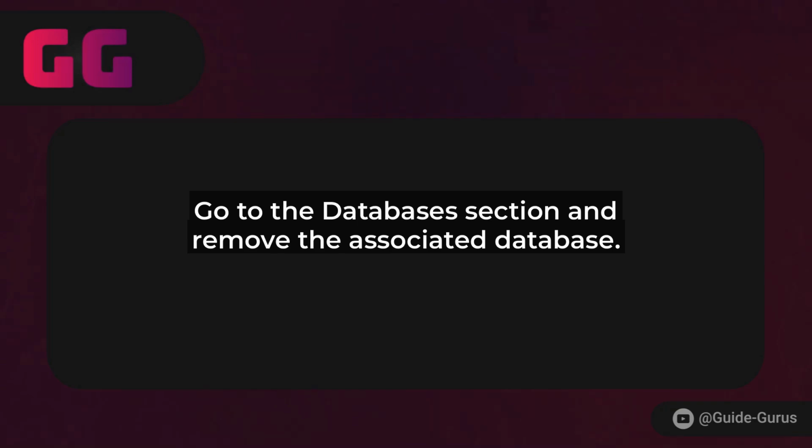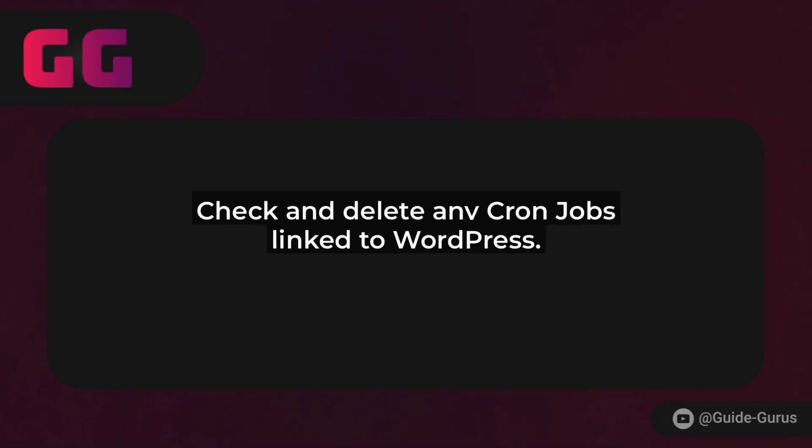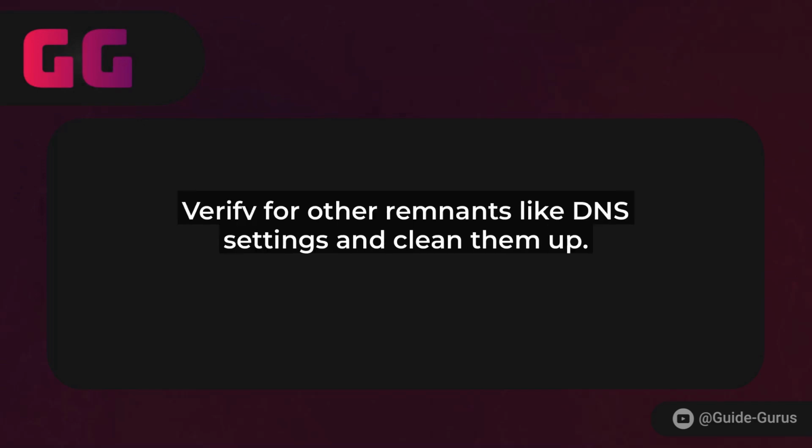But wait, that's not all. WordPress often comes with a database, so we need to remove that too. Head back to the cPanel homepage and find the Databases section. Click on phpMyAdmin or MySQL Databases. Locate the database associated with your WordPress site. It might be named something like wp_database. Select it and delete it permanently. Remember, this step is crucial to free up resources and prevent any leftover data from causing issues.